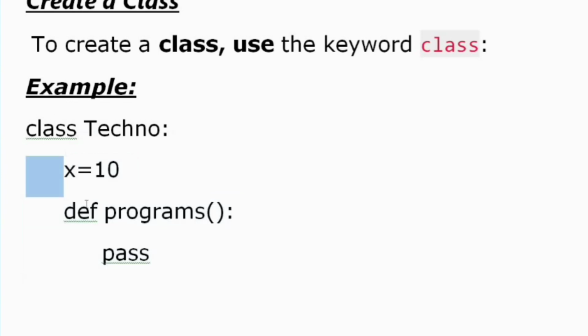After specifying the name, you have to specify the colon, and after that you have to define the class. For that I am indenting a space, and after indenting I am defining some variable equal to something, and I am also defining some functions inside the class. Here the function is programs. Programs is a function and it has no arguments, and we haven't defined the function, so simply I have written pass. I will show you why I am writing pass here. It is a keyword in Python. So let's get to know about class in this video.